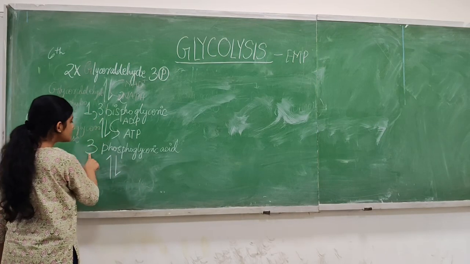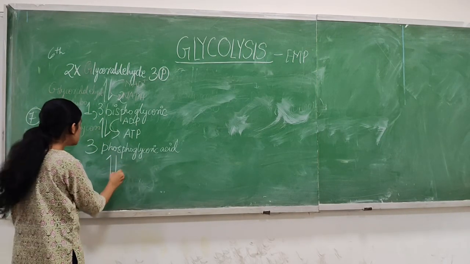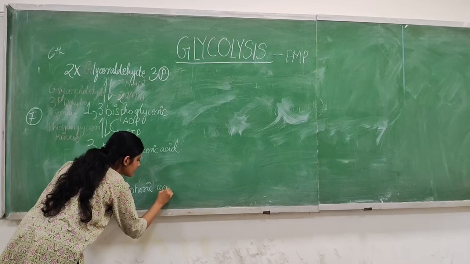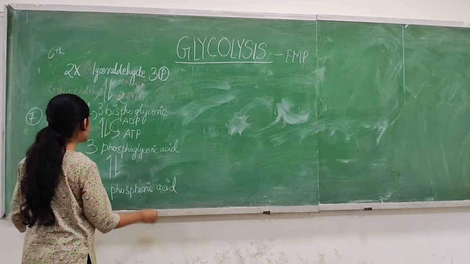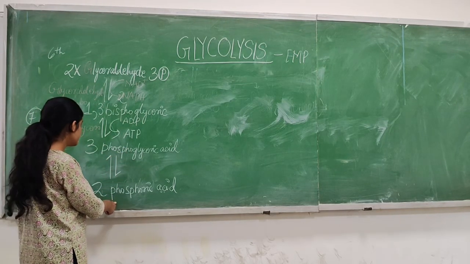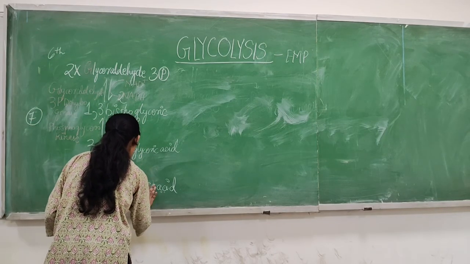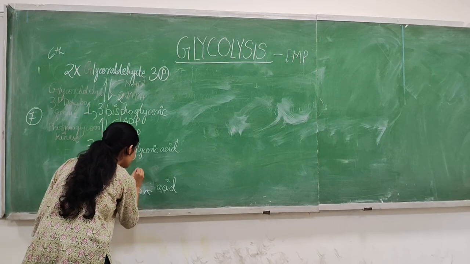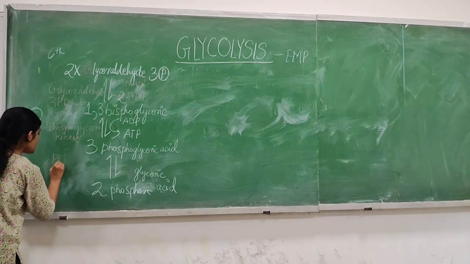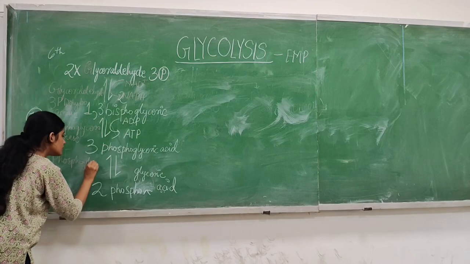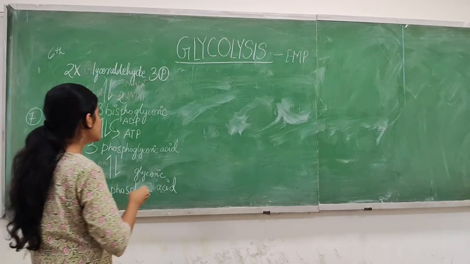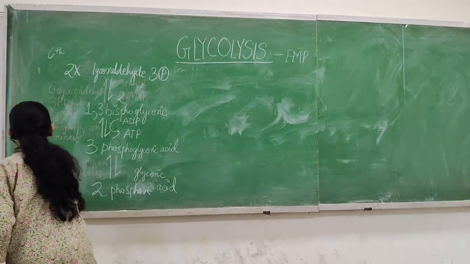Now, in the eighth step, 3-phosphoglyceric acid is converted to 2-phosphoglyceric acid. Basically, what is happening? The phosphate which was present at the third carbon is relocated to the second carbon. That's why it is 2-phosphoglyceric acid. The enzyme involved is phosphoglyceromutase. This is the eighth step.